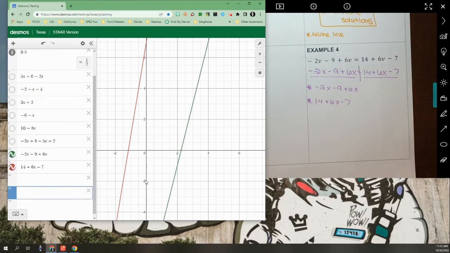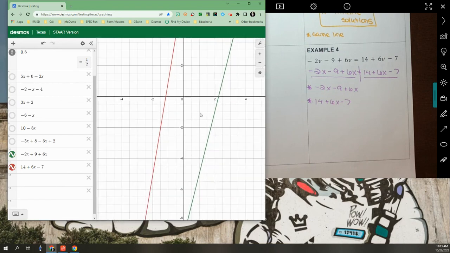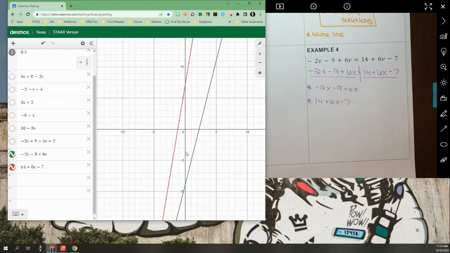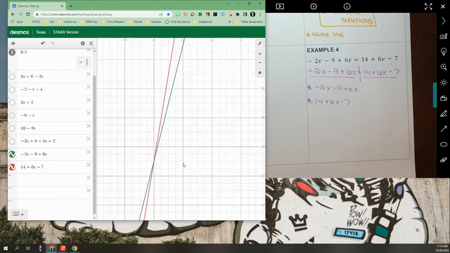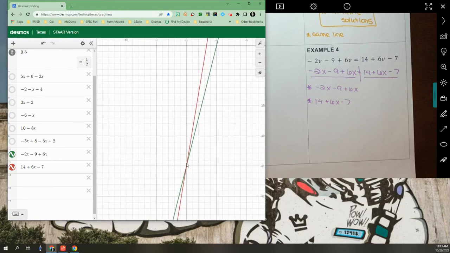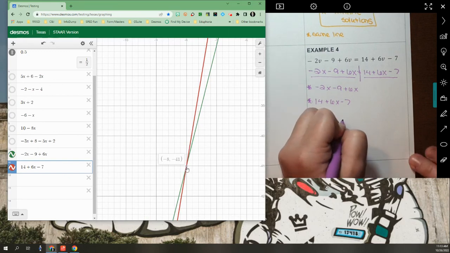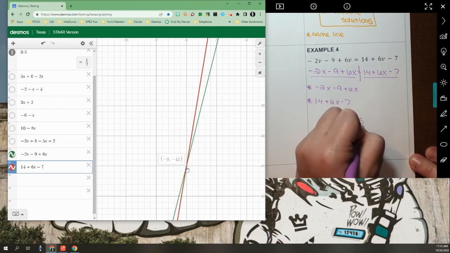Okay, so now I need to see where they cross, so I'm going to have to zoom out a little bit. Go down. Oh, I see where they cross now. Okay, get close to where they cross, click, and that gray dot will tell you that first number is what x equals. x equals negative 8.